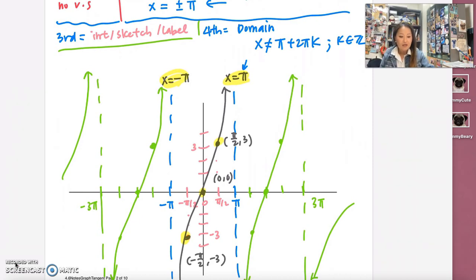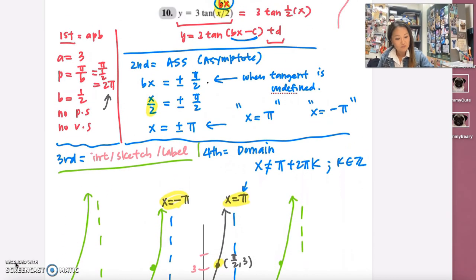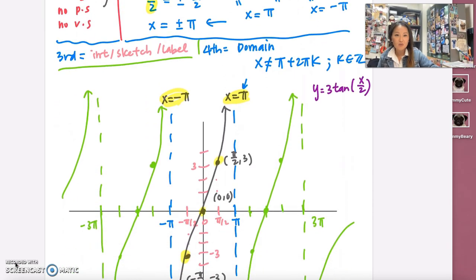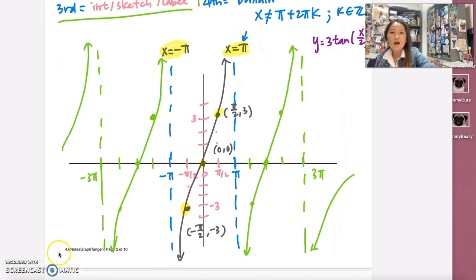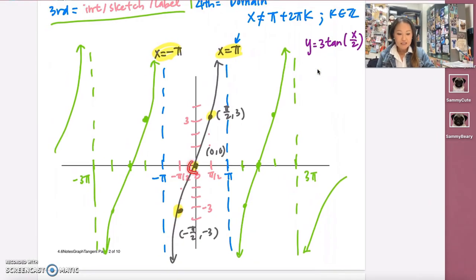Let's plug in 0 into your equation. Your equation was this here. This is the graph of y equals 3 tangent of x over 2, okay? So now I want to prove to you that it's actually correct what I've done, okay? All right, here's what I mean. I'm going to plug in a 0 into here. What's tangent of 0? Tangent of 0 is 0. That's why it's 0, because tangent of 0 is 0 times 3 is 0.